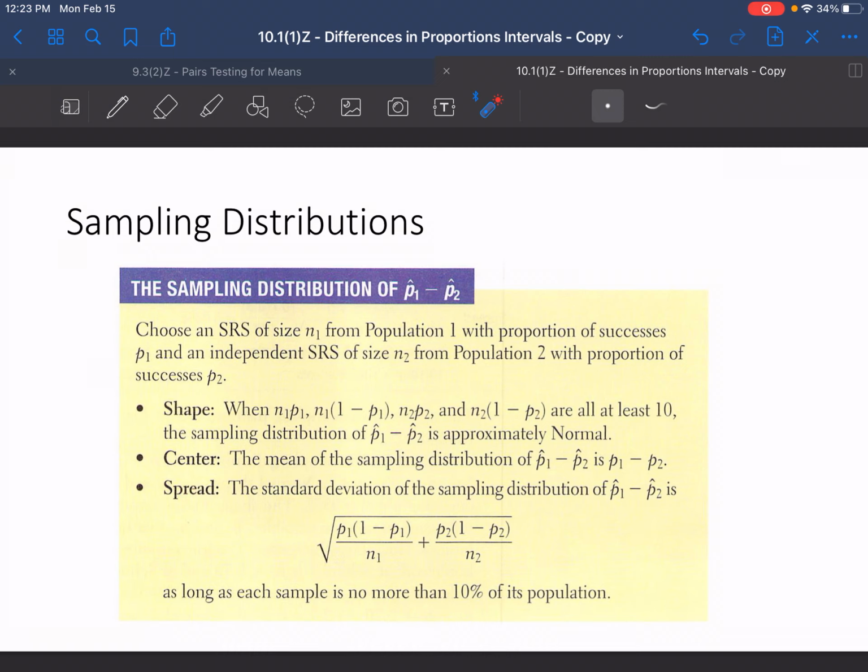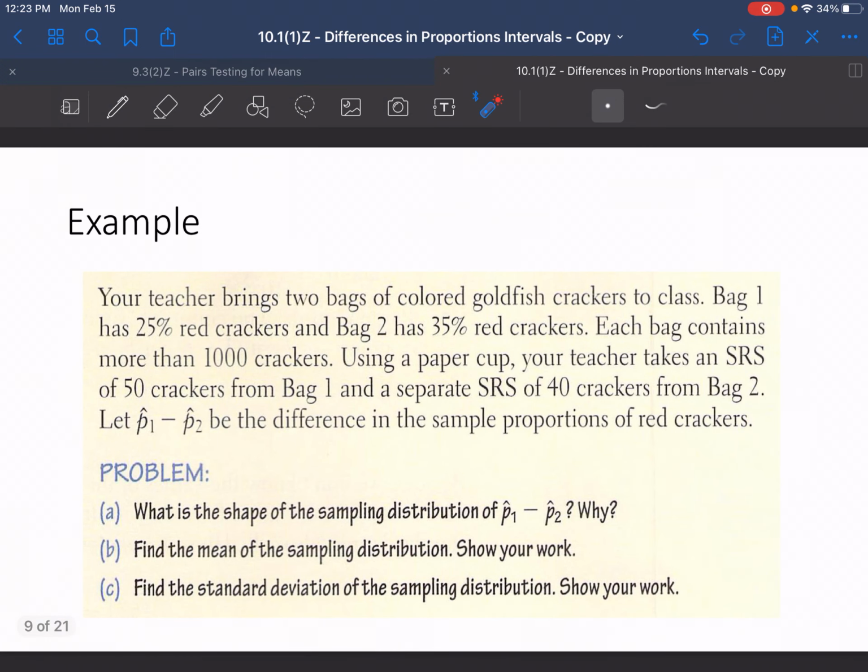Our spread is going to be the standard deviation of that, which again is the variance of proportion 1 plus the variance of proportion 2, take the square root of that, and that gives us our standard deviation, or our spread in this case. And that's as long as each sample is no more than 10% of the total population itself. So all of that needs to be stated if we're asked to describe our shape, our center, or our spread for any of these sample proportions.